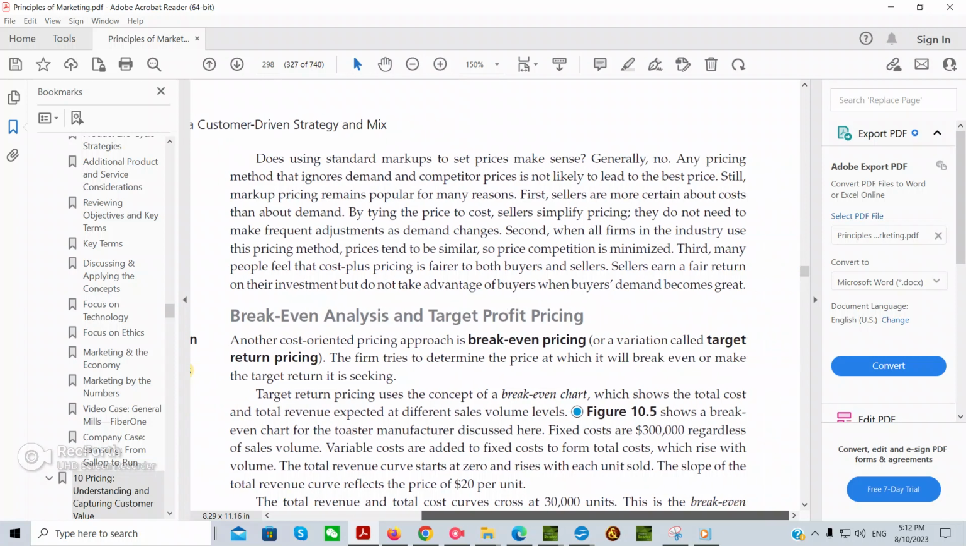This is when the firm tries to determine the price at which it would break even or make the target return it is seeking. The reason this matters is that you need to know that amount, and your profit needs to be more than your break even. Once you know the break even number, you just add a percentage to it. So suppose your break even was 100. Well, I'm going to add 15, 20%, 25%, or whatever it is to the break even. Do you understand what I'm saying?